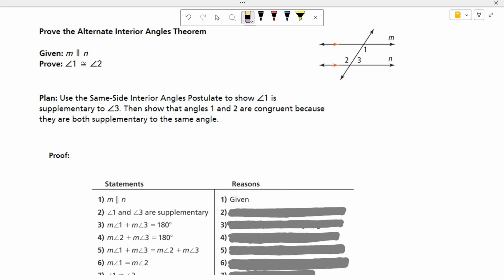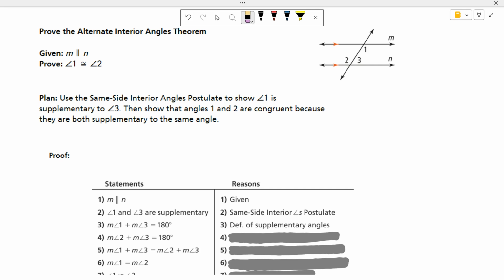1 and 3 are supplementary because they are what types of angles? Not vertical. Same side interior angles. Same side interior angles postulate. Okay? So if those are supplementary, then they add up to 180 because that's the definition of being supplementary. The definition of supplementary angles means they add up to 180. Now, 1 and 3 add up to 180.